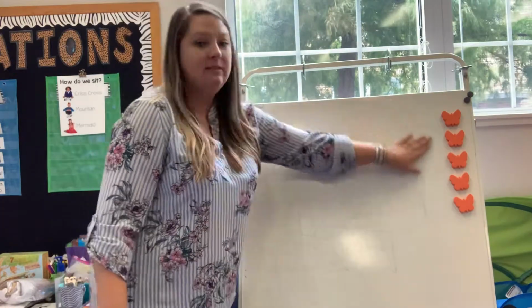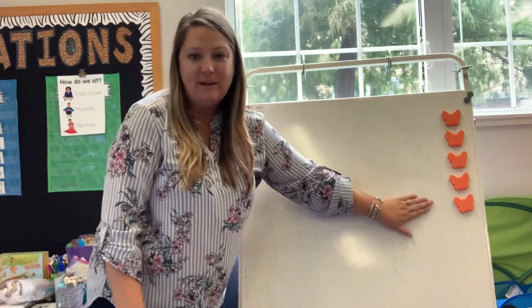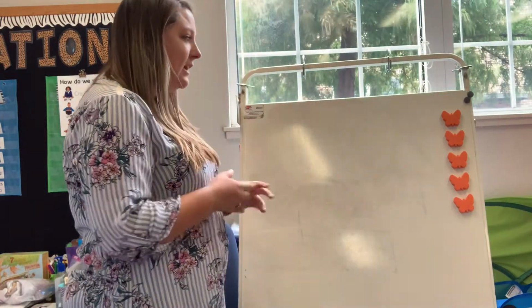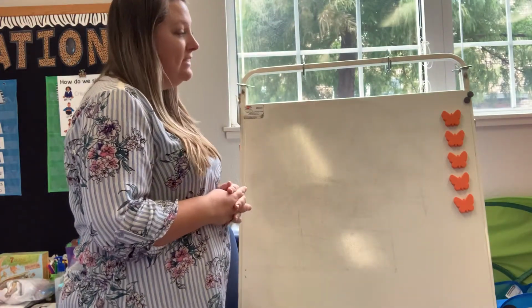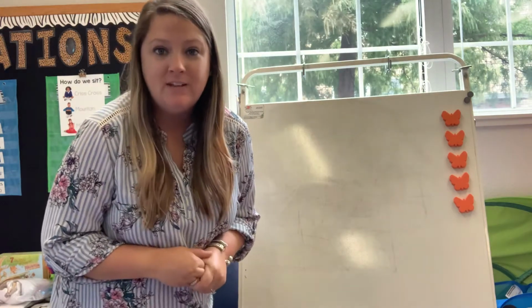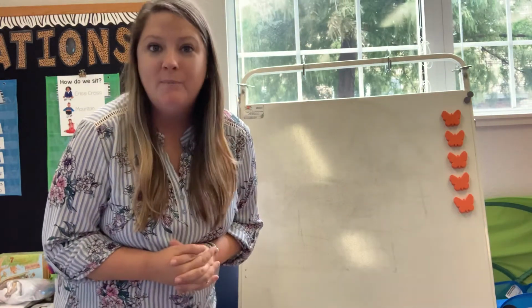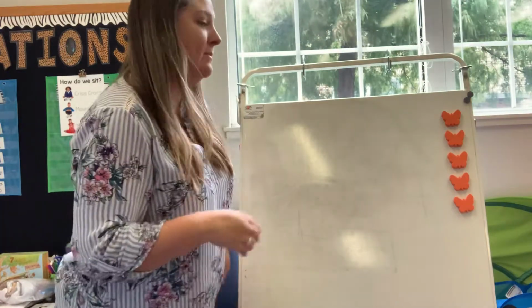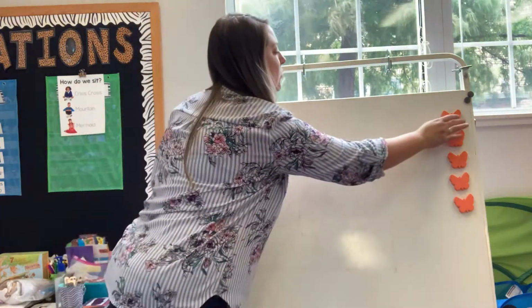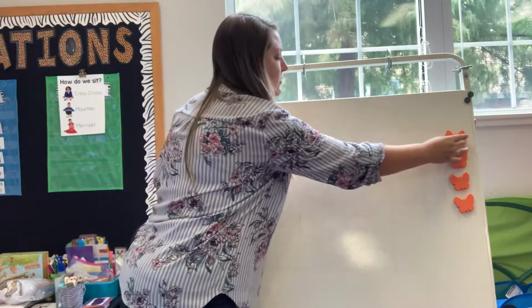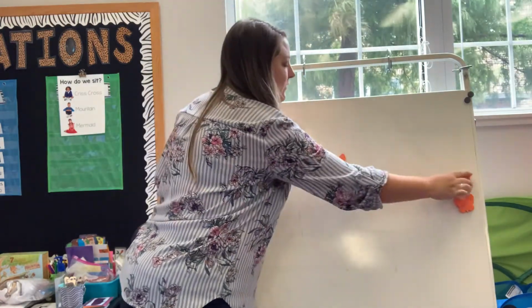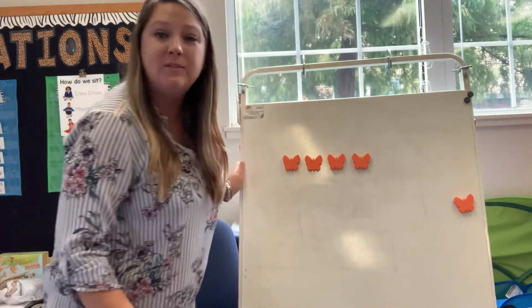So I've got my butterflies here that I'm going to tell stories about today, and they're going to help me count, okay? All right. So let's see. My story says, I was on the playground, and I saw 4 butterflies. 4 butterflies. Can you help me count these? I'm going to put them up. 4 butterflies. Ready? 1, 2, 3, 4.